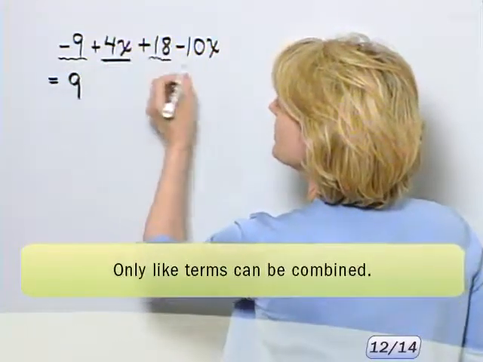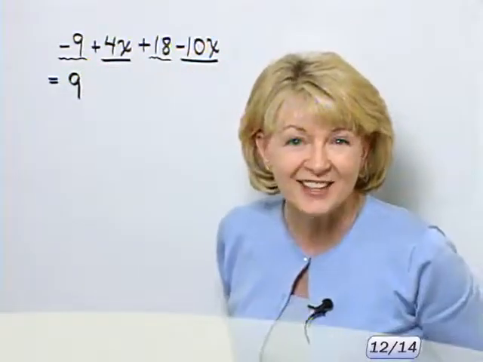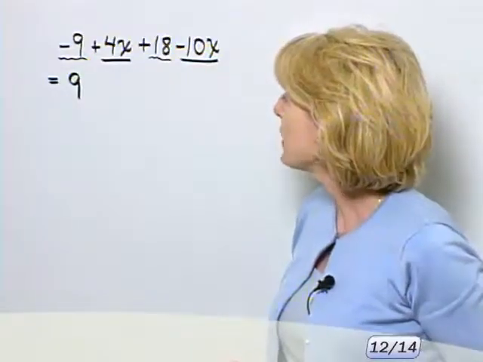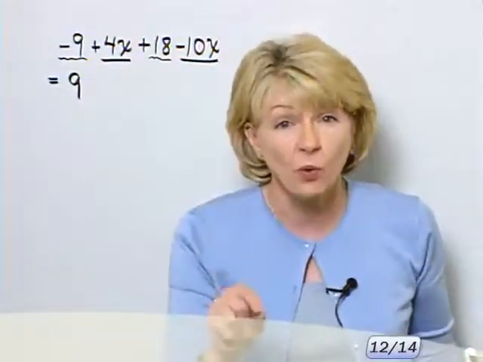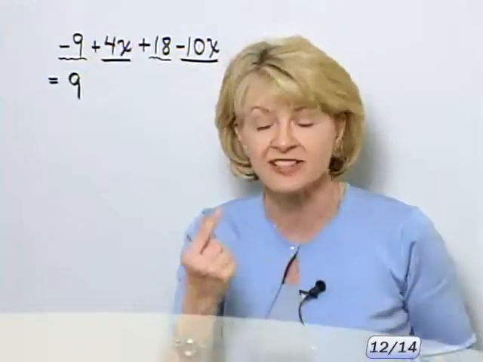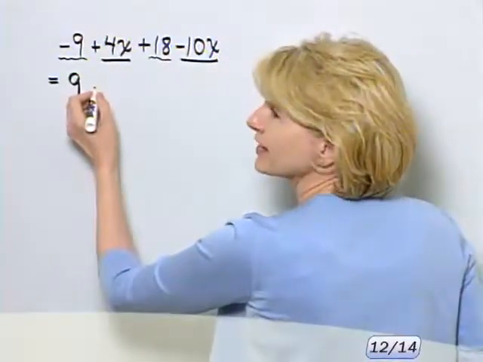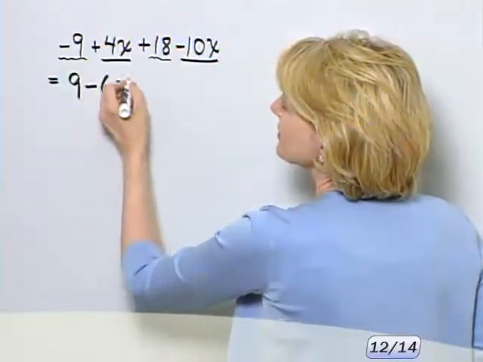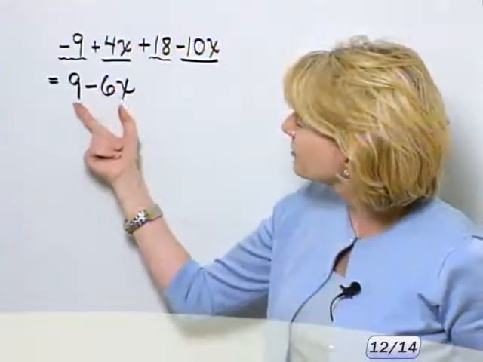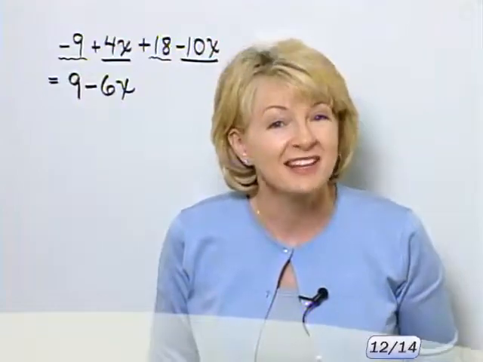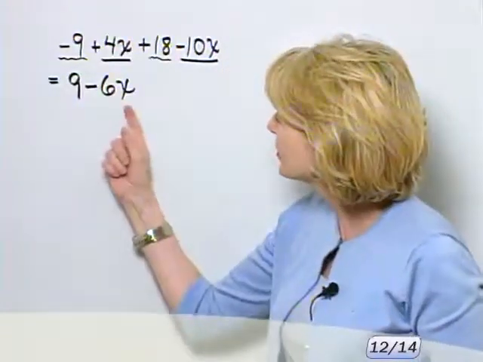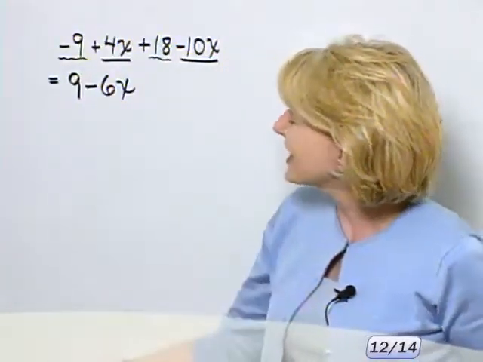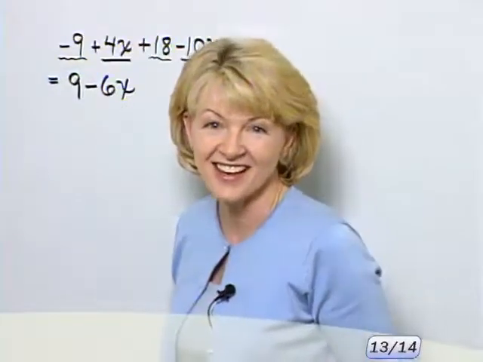And then notice these two are like terms. So I have 4x minus 10x, that is 4 minus 10, which is negative 6, times x, so negative 6x. So I'll write that as minus 6x. So there I have simplified. I can go no further because these are now unlike terms. So simplified: 9 minus 6x.